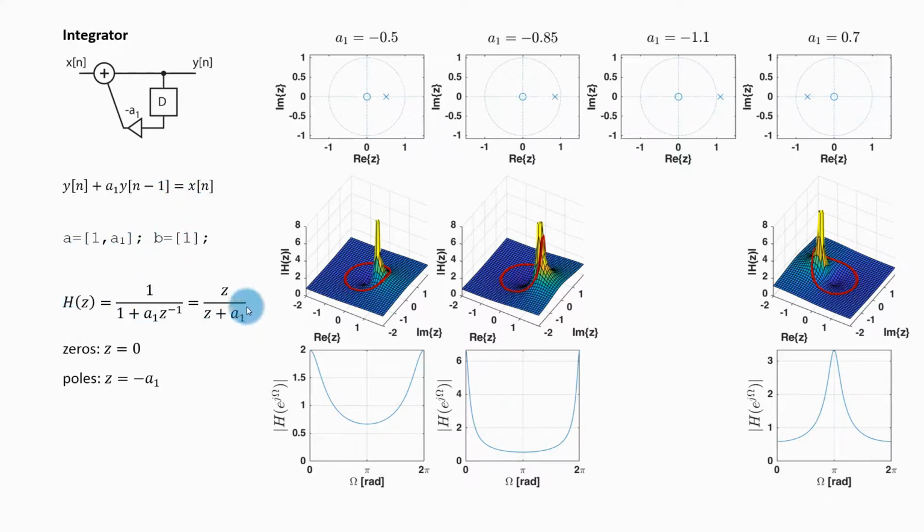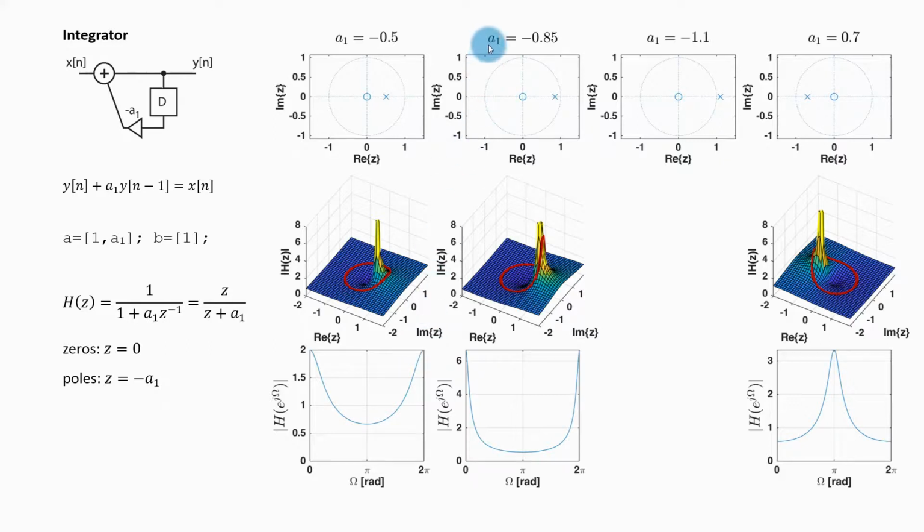This is the transfer function of this filter, and this transfer function has one zero at 0, and it has one pole at minus a sub 1. If I set this coefficient a1 to minus 0.5, I will get the same case as I had in the previous example. These would be the positions of the zero and the pole. This would be the plot of the magnitude of the transfer function, and this would be the amplitude frequency characteristic.